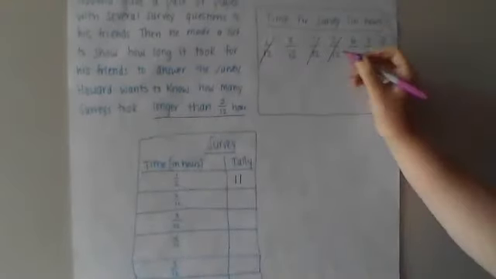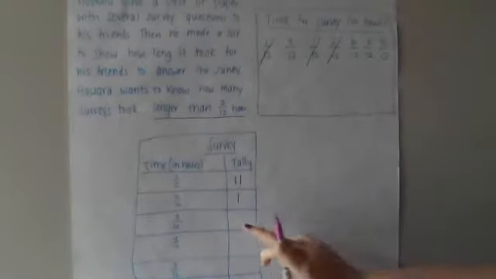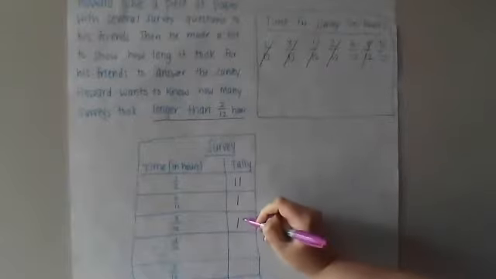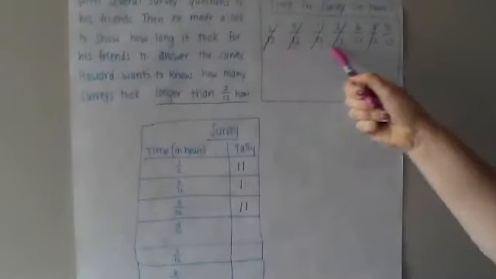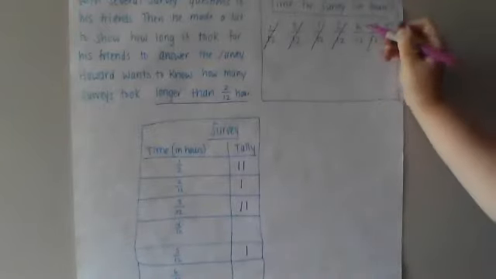2/12, 1. 1 as my tally. 3/12, 1, 2. So 2 tallies for 3/12. 4/12. I don't have any 4/12, so I'm just going to leave that one blank. There are no tallies for 4/12. 5/12. For 5/12, I have 1. And for 6/12, I have 1.